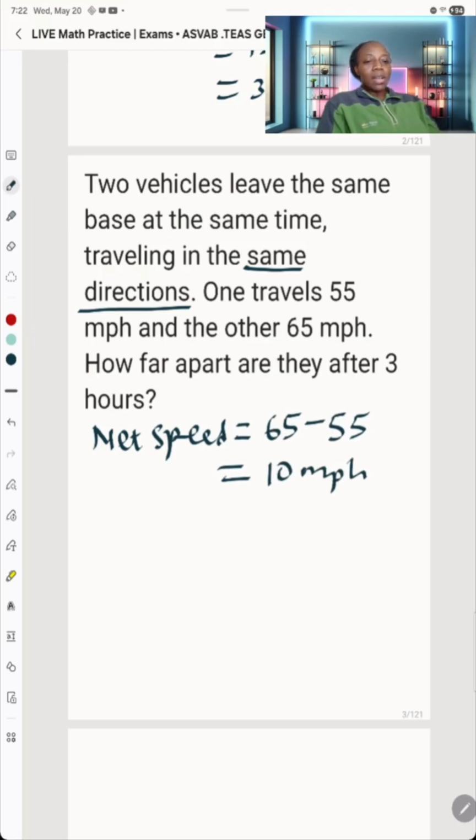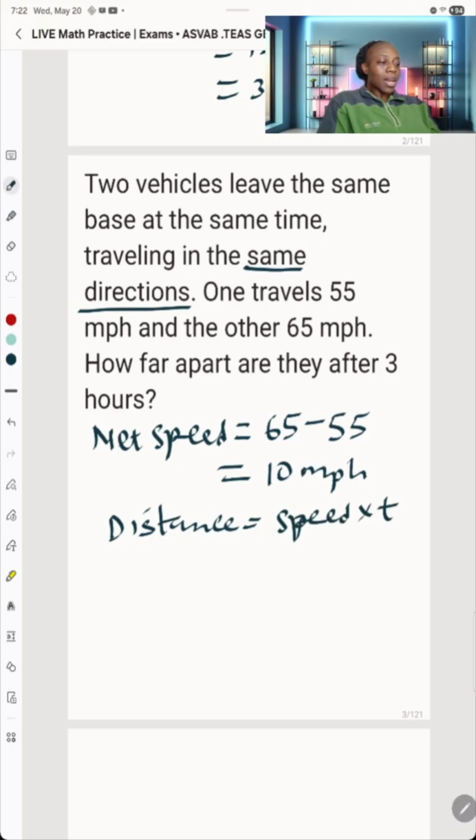So if the question is still asking, how far apart are they after 3 hours? That is going to be distance is equal to what? Distance is speed times time, and that is 10 multiplied by 3 hours. And that will be what? 30 miles. That's going to be 30.